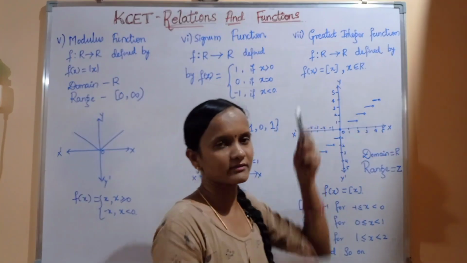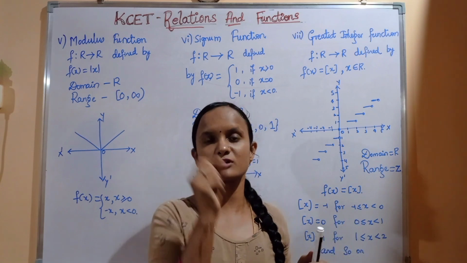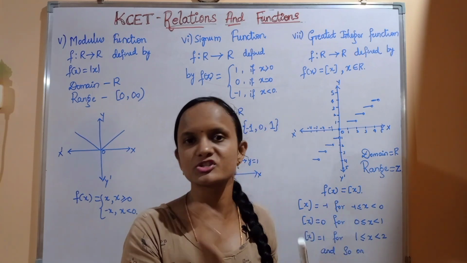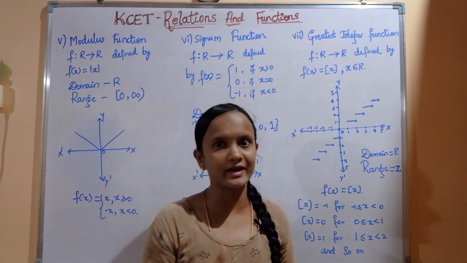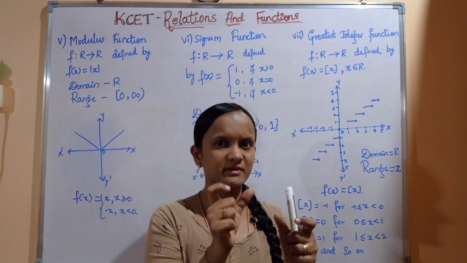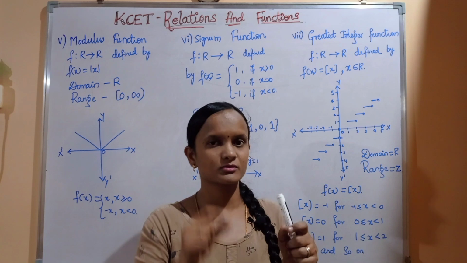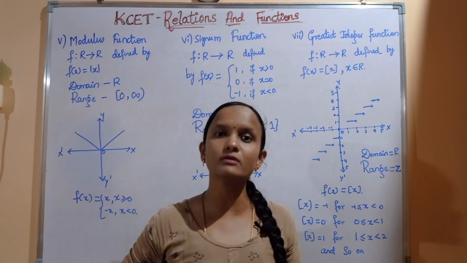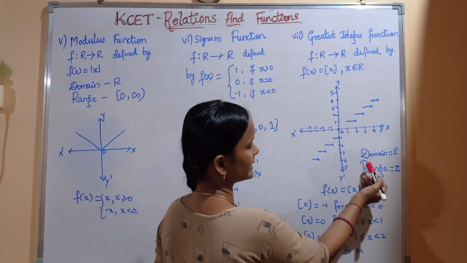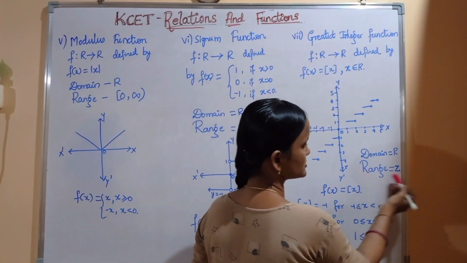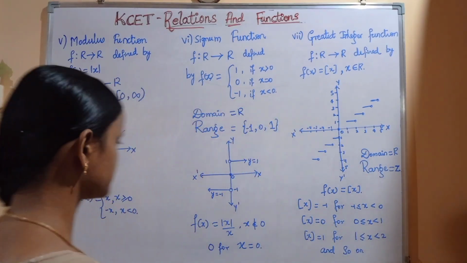If they give any number, you should round it off to the greatest integer. For example, if they give you 1.5, it lies between 1 and 2, so you have to round it off to 1. Similarly, here the domain is R and the range is integers.